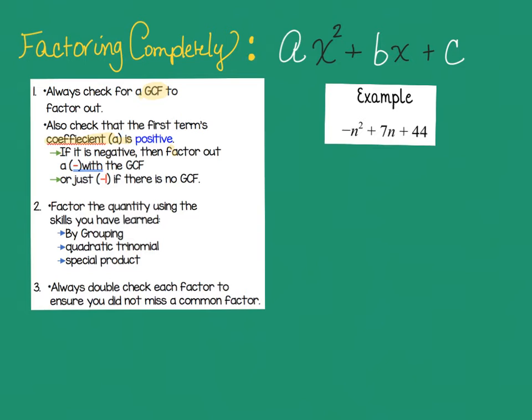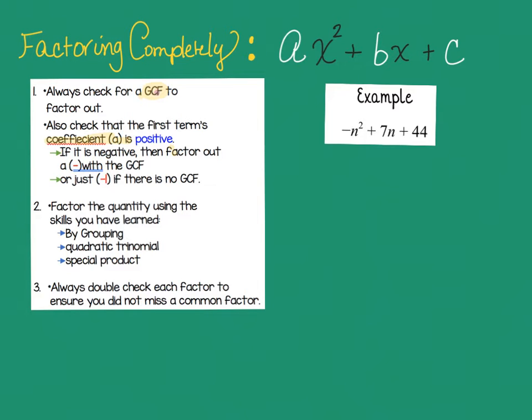Okay, so we're going to formalize the steps for factoring completely. Now, you will always check for a GCF no matter what type of factoring that you're starting with, whether or not it's a quadratic trinomial, like some of our examples today, or a 4-term polynomial. We always start by checking for a greatest common factor.